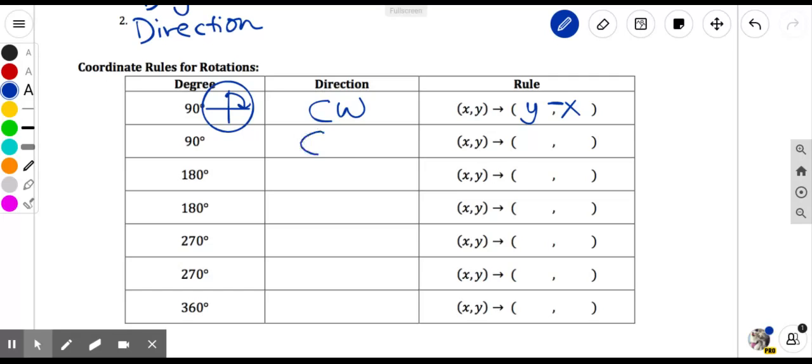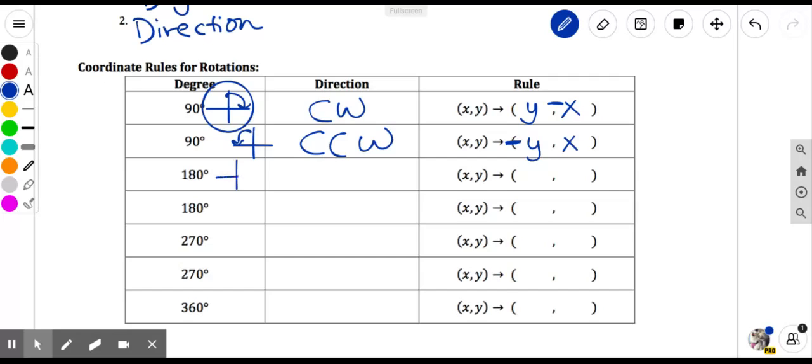90 counterclockwise would go the other direction. And again, you're swapping X and Y. But this time, since counterclockwise moves to the left, you're going to change the sign of the one on the left.